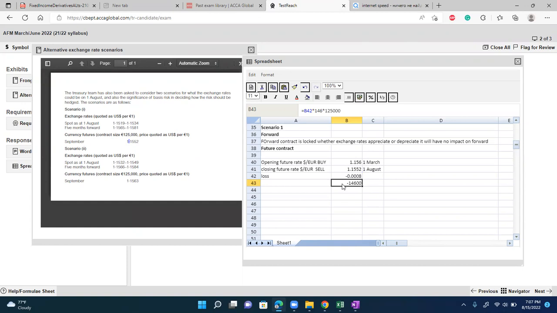Okay. It's not a gain. We have entered into a contract to buy the euros at 1.1560. Now the contract moves to 1.1552. So it's a loss.